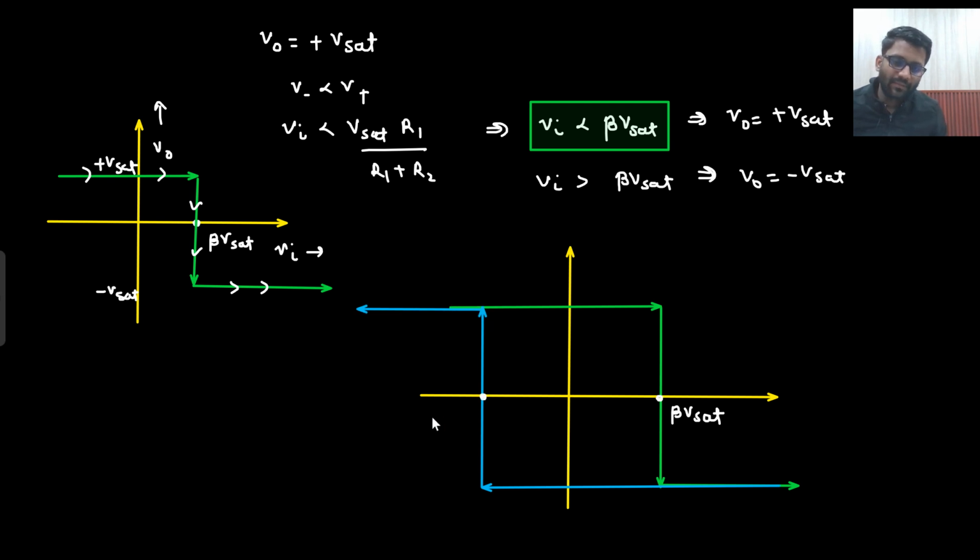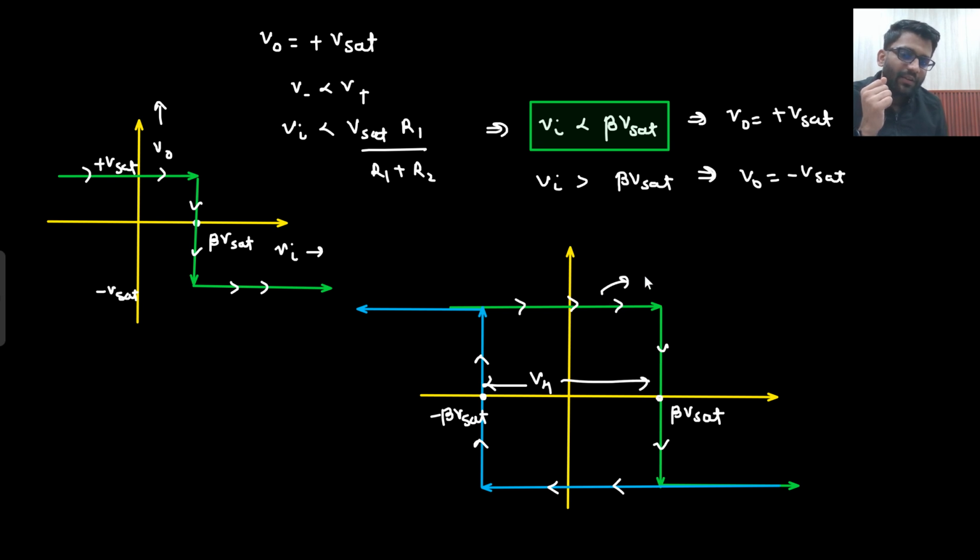Okay, this is minus beta V set. In which direction do you see that rotation of the dead zone? This is your dead zone, no? This is your hysteresis width. This is your dead zone. What is the direction of rotation? Clockwise, right?